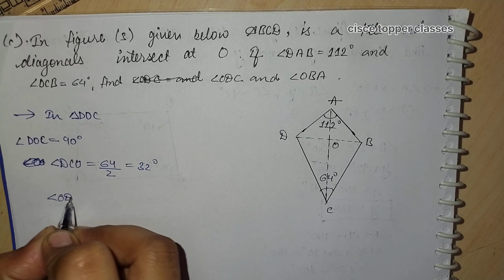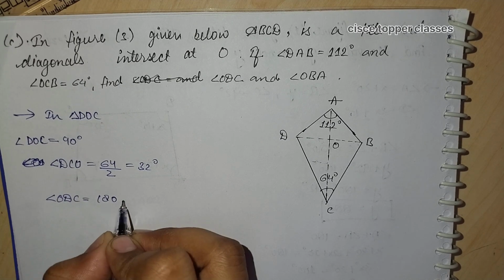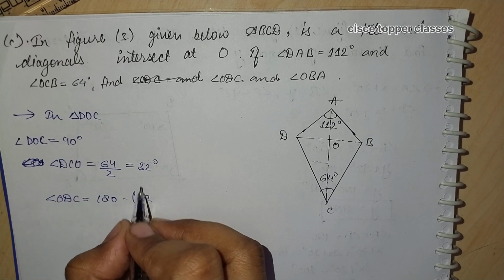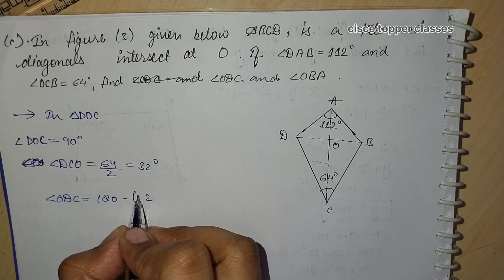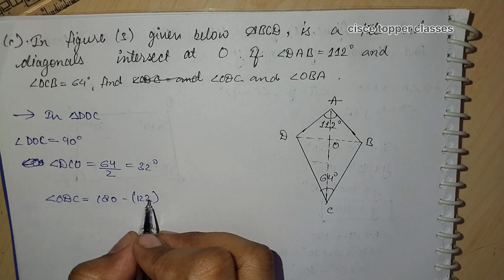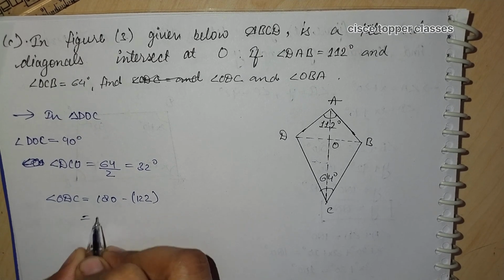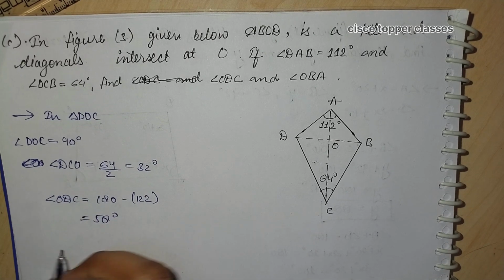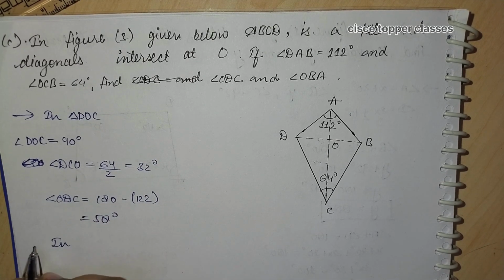So simply, in ODC from here we can write 180 degree minus 2, and it will be 122 degree from here. So this will be 122 degree, and from here it will be 58 degree. Now in triangle, here we will take the triangle.